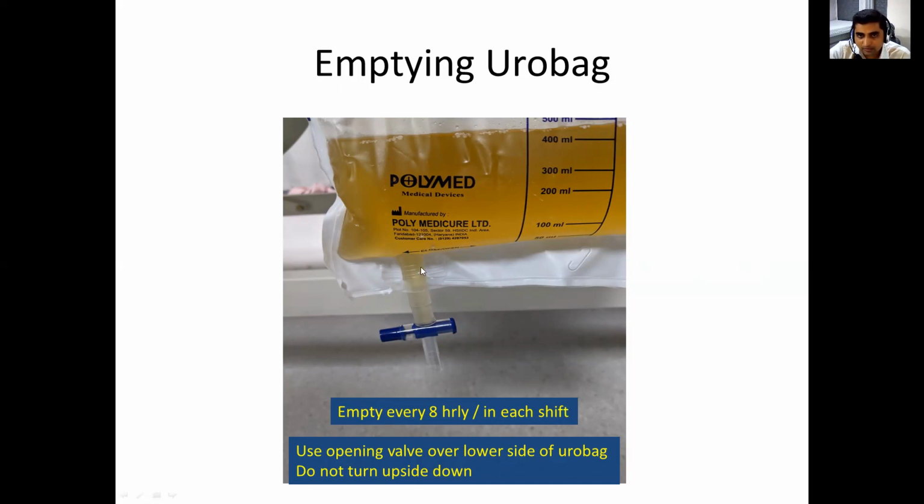And never ever turn the urobag upside down, but use the opening valve. This is the opening valve, so you can read here. It is left side closed, right side open. If you place it on the left side, then it would be closed. If you place it on the right side, it would be open and it would drain the urine. So use that, but don't turn it upside down.